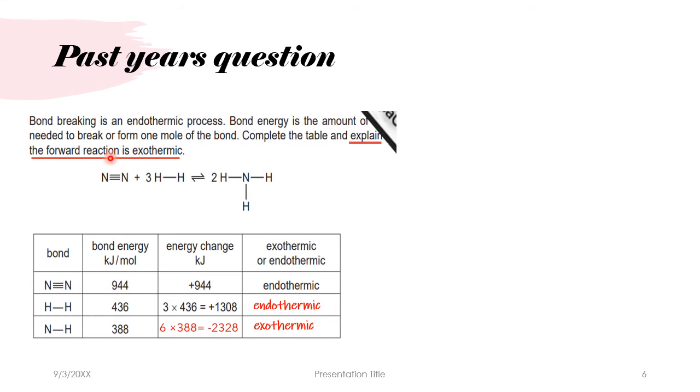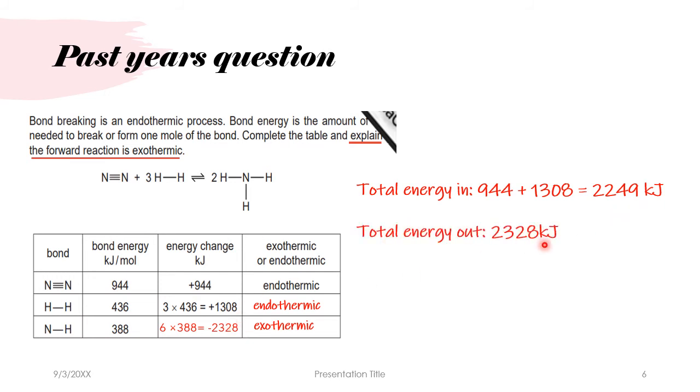Alright. And then explain the forward reaction why is exothermic. Kita nak explain the overall reaction kat sini adalah exothermic. Of course kita kena kira dia punya energy changes. So kita kena kira energy in dengan energy out lah. So total energy in is equal to, ni tambahkanlah, kita dah kira tadi kan, 944 plus 1308. Total energy in, yang ni lah. Okay, hydrogen dengan nitrogen gas, tambah dapat 2249 kilojoule. And then total energy out is 2328 kilojoule.